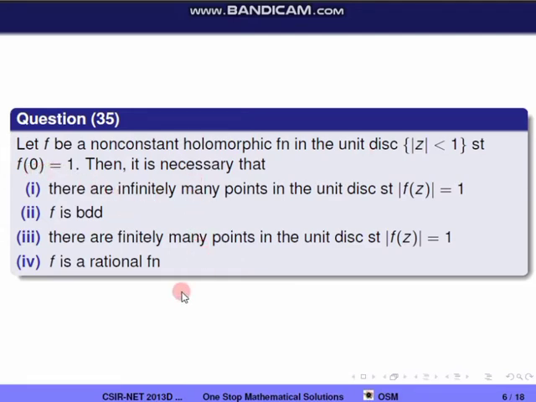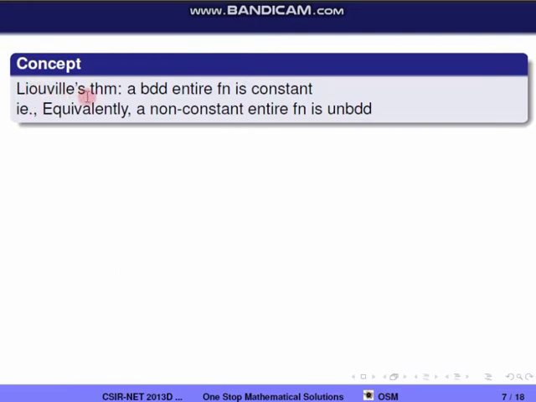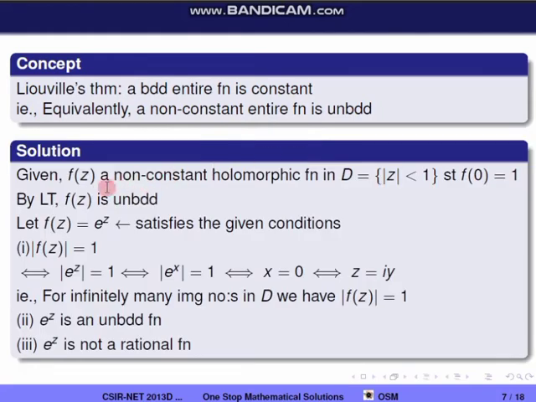So we look into the concepts used. Liouville's theorem says that a bounded entire function is constant. Equivalently, we can say that a non-constant entire function will be unbounded. So we'll move on to the question. They have given f of z to be a non-constant holomorphic function defined in the unit disk. So I am taking the disk as D such that f of 0 is equal to 1. Therefore, by Liouville's theorem, we will get f of z as unbounded. So I am defining such a function which satisfies this given condition.